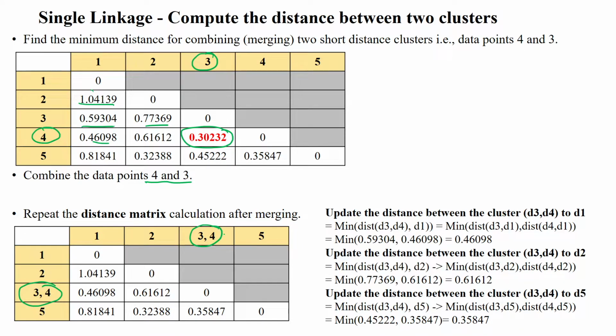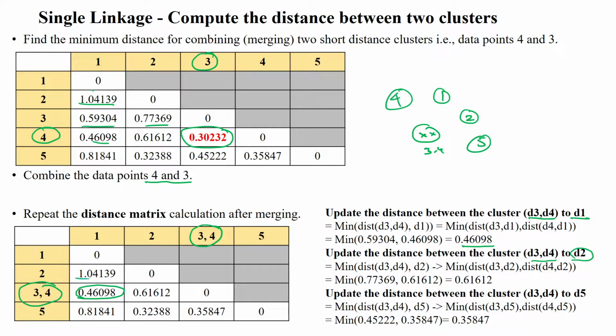Now we have the cluster with 3 comma 4 data points, 1 is available here, 2 is available here, and 5 is available here. So we now have 4 clusters. Again you have to calculate the distance matrix. When you apply it, you get d3 comma d4 to d1, this value, 0.46098.